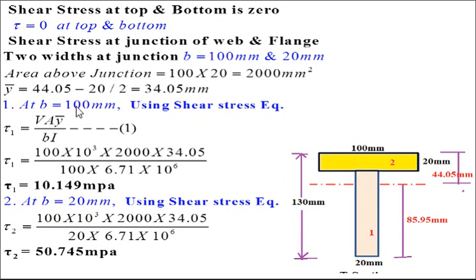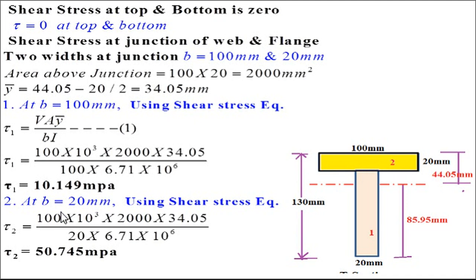Now to calculate shear stress at B equal to 100, use the shear stress equation, V A y bar upon B I. Now put the values: shear force is 100 into 10 to power 3, area is 2000 here, into y bar 34.05, divided by b, which is 100, and I is 6.71. By solving this, we will get tau 1 as 10.149. That will be when b equal to 100.